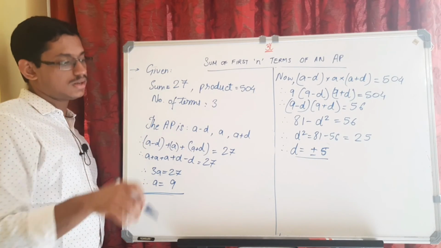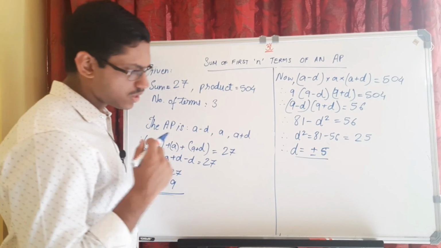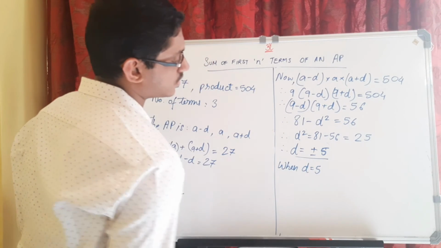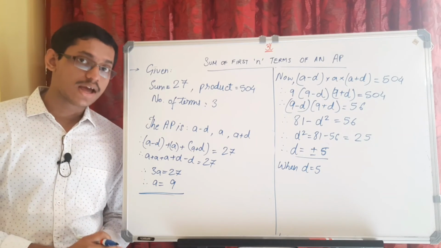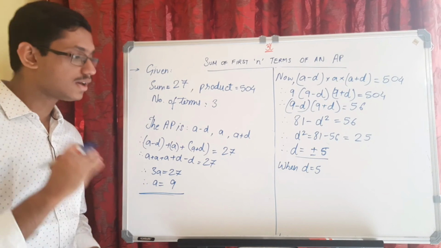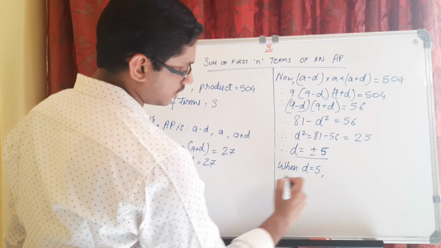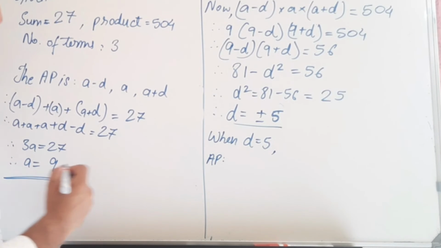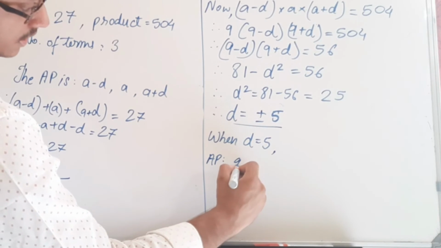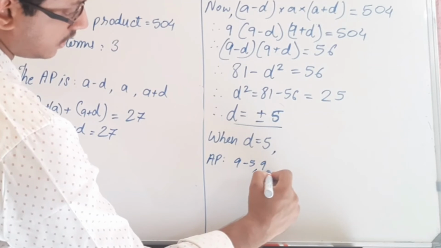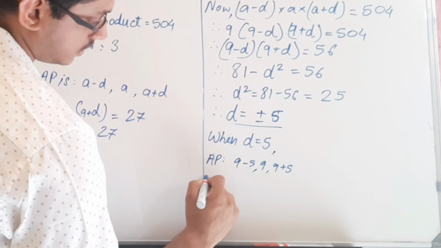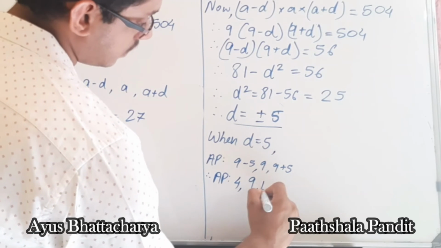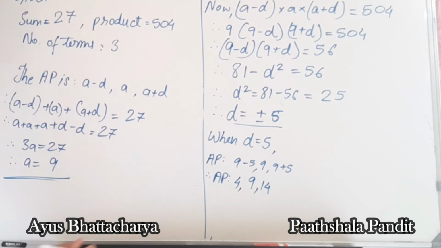Now here we have to substitute. At one point we have to take d is equal to 5, and at another point d is equal to minus 5. When d is equal to 5, the AP is a minus d, which is 9 minus 5, then 9, and 9 plus 5. Therefore the AP is 4, 9, 14. This is one AP.